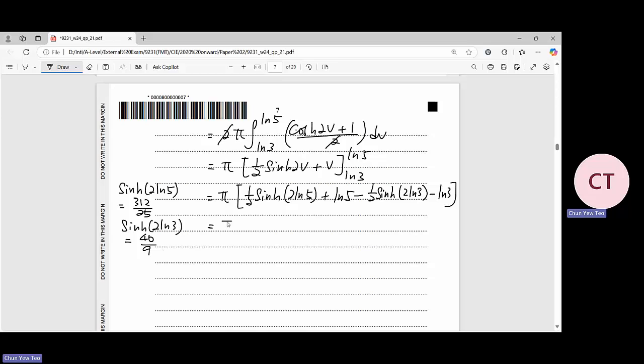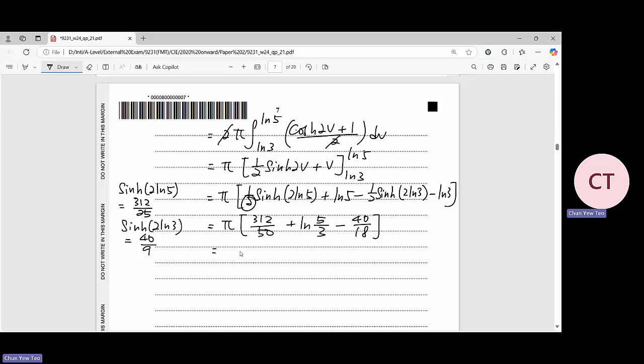Okay, so this one will be pi. It will be 312 over 50, because there's a 2 here. Then this one will be ln 5 divided by 3. These two I directly combine together: ln 5 minus ln 3, I get ln 5 over 3. Then this one will be minus 40 over 18.